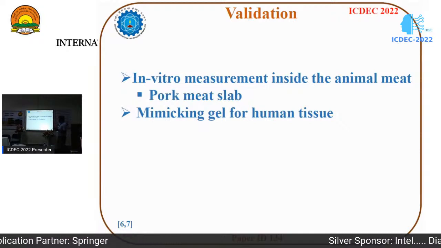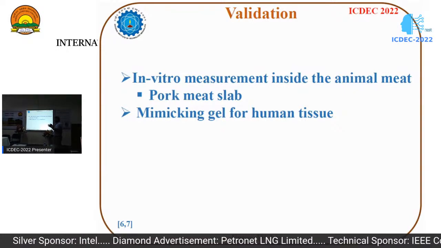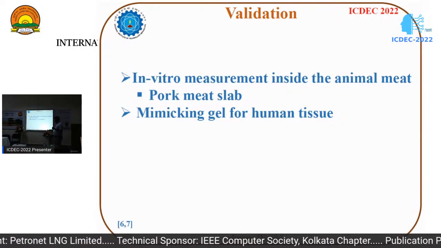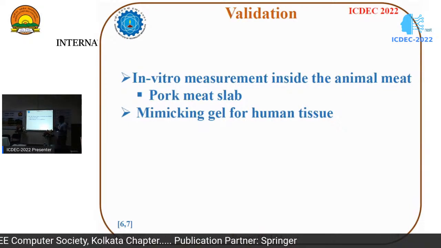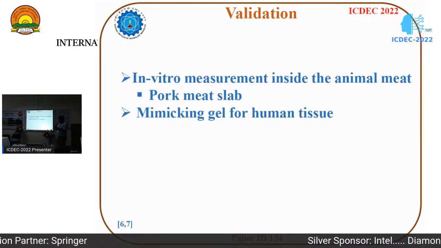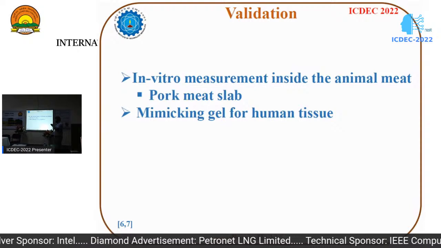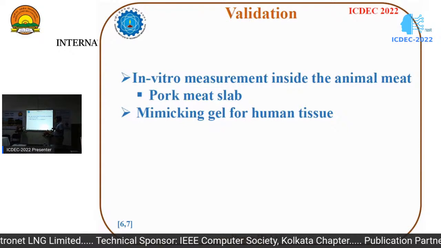So the next thing is validation. How will we do the validation of those results which are obtained in the simulation? We can validate those results through in vitro measurement inside animal meat. There are many references in the literature; out of that, I took the relevant ones, 6 and 7. Use pork meat, because in an equilibrium state, our body's homogeneous skin tissue property is equivalent to pork meat. If not, then we chemically make a tissue-mimicking gel, but the problem is when we are making a multiple-frequency mimicking gel, it's hard to get there.